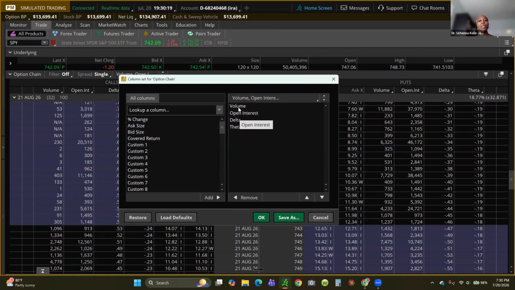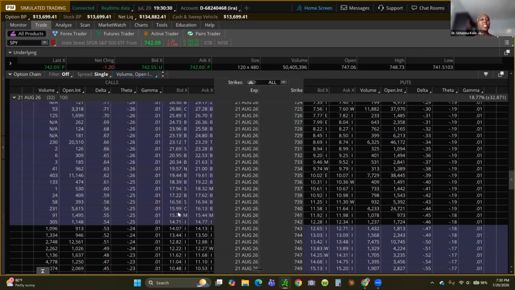So on my chart, I usually always have volume, open interest, delta, theta. I usually have gamma as well, which is the rate of change of your delta. And that's pretty much it. I don't want my option chain to be too busy because then it's hard for me to see what's going on. Okay. So this is basically it.